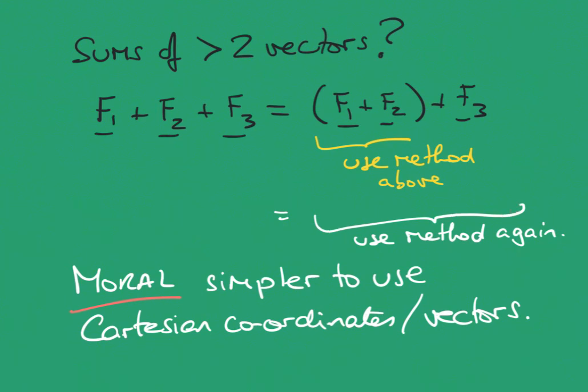But that seems a little bit tedious, and I would say that the moral to draw from this is that it's simpler to use Cartesian coordinates and vector notation if you are adding more than two vectors. And if you're adding two vectors, you might want to use Cartesian coordinates right from the start. That's really, I think, more of a matter of taste. And I hope this has helped you, and with that, I'll stop this video.